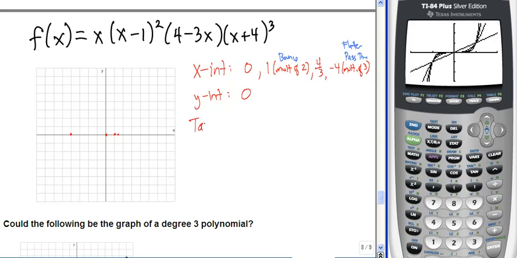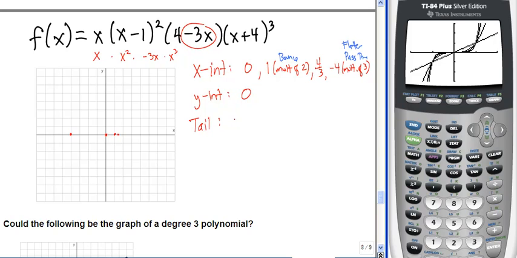And then finally the tail behavior. So we need to look at all of our dominant terms from each of our factors. So we're going to get an x from this one. We're going to get an x squared from this one. Take the coefficient here as well. We're going to get a negative 3x from the third factor. And here we're going to get an x cubed on the end.